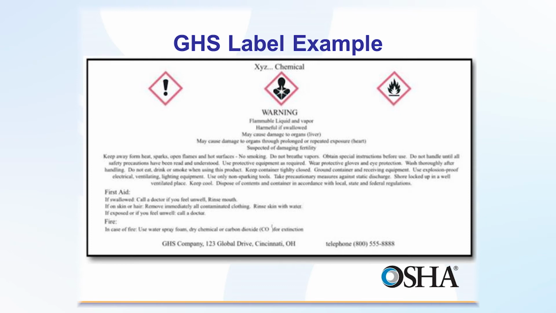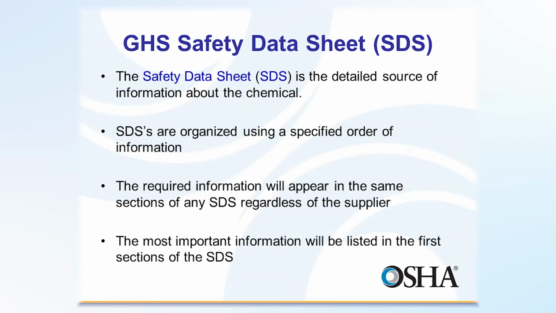We will now discuss the GHS Safety Data Sheet, or SDS. The Safety Data Sheet, or SDS, is the detailed source of information about the chemical. SDSs are organized using a specified order of information. The required information will appear in the same sections of any SDS, regardless of the supplier. The most important information will be listed in the first sections of the SDS.